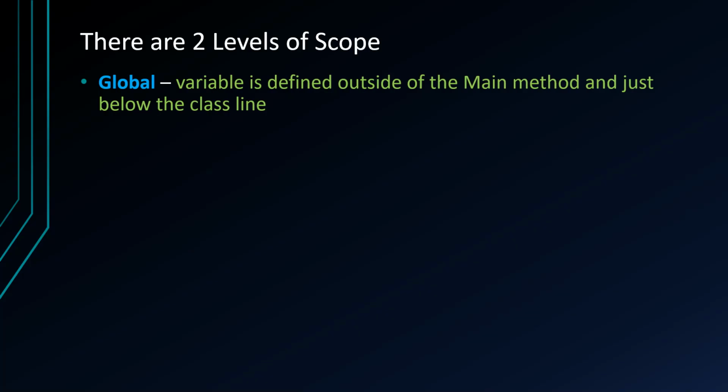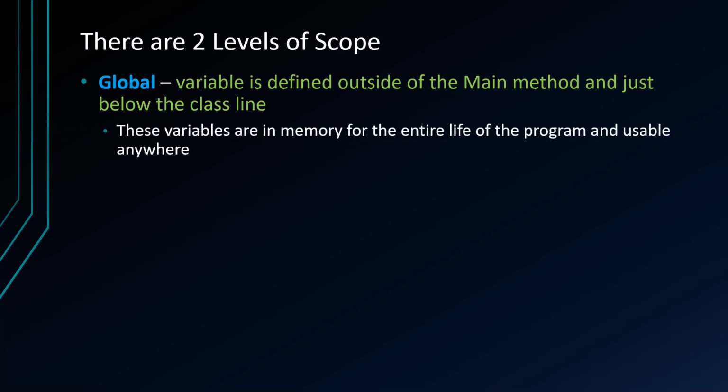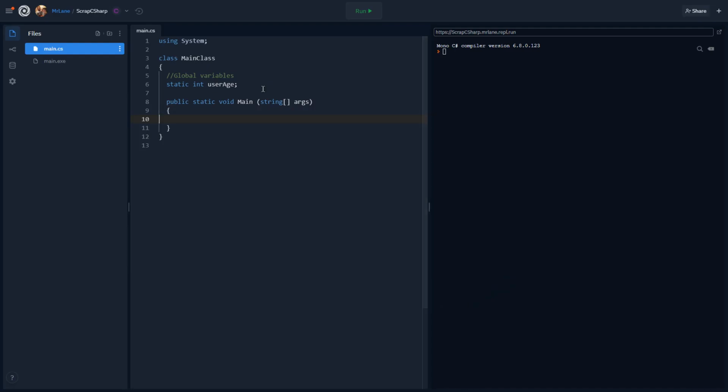So global variables are variables that are defined outside of the main method and just below the class line. We just squeeze it in there, right? So these variables are in memory for the entire life of the program. Now, let's look at that code one more time just to see this.